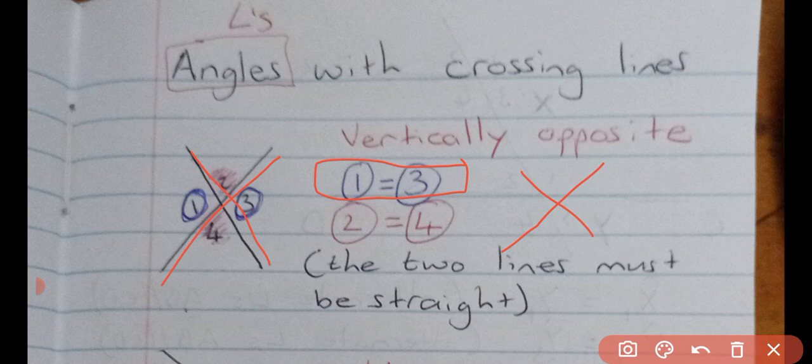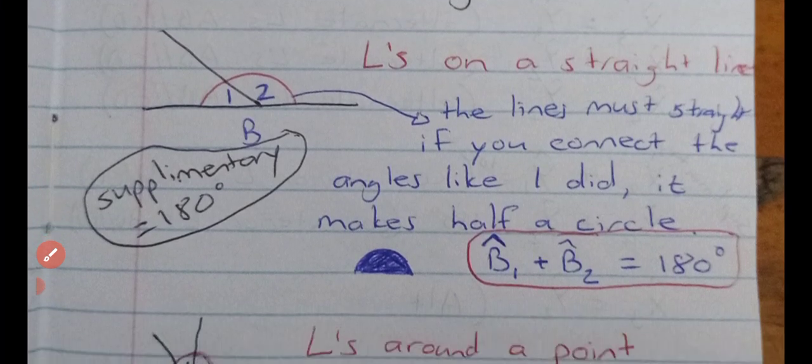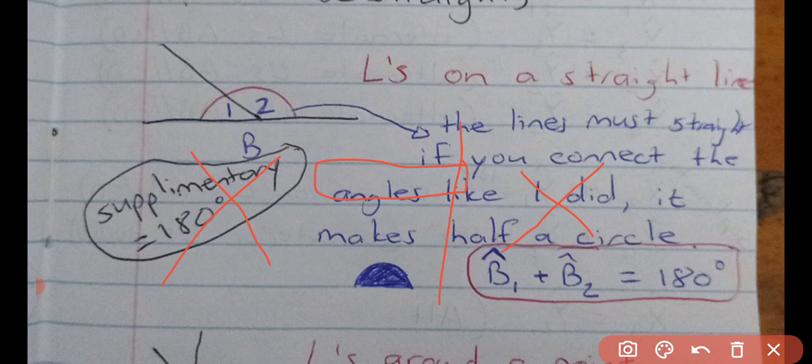Then we can say that something is vertically opposite. So let's quickly have a look at the next one. Okay, there we go. The next one is angles on a straight line. Sorry, I'm new to this recording thing. So let's see here, angles on a straight line.